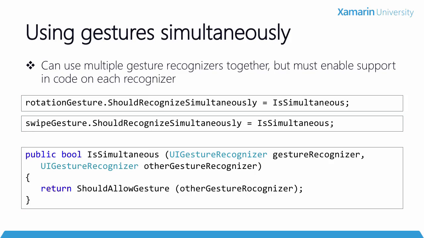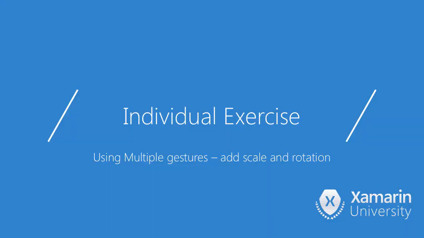So you want to think about whether it makes sense for you and your app to allow gestures to work at the same time. And you can perform specific logic to enable specific gestures to work together or not. And with that, let's go on to our final exercise. We're going to get a chance to use 3 gestures at the same time, and you're going to add scale and rotation to the previous exercise.